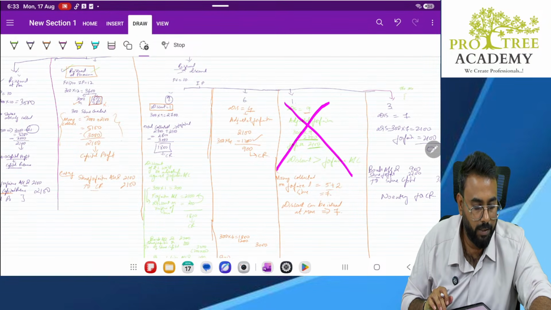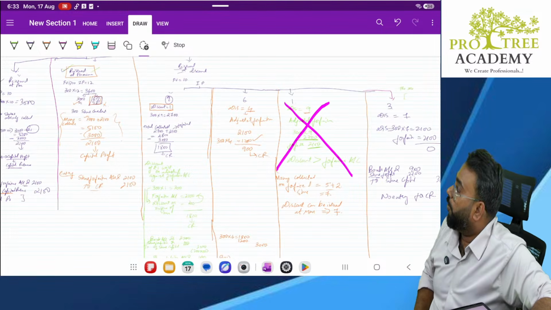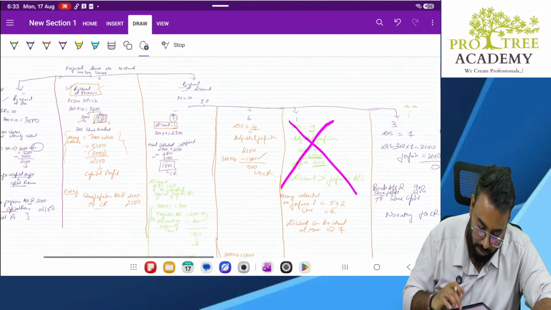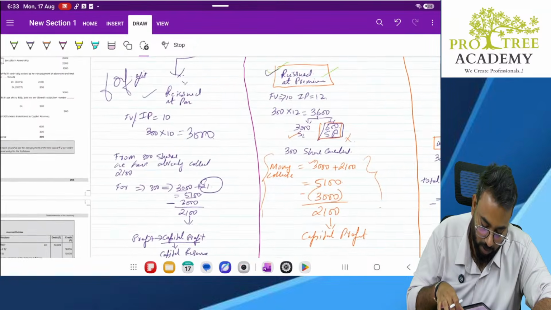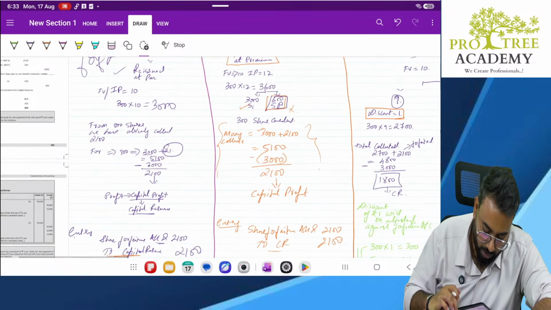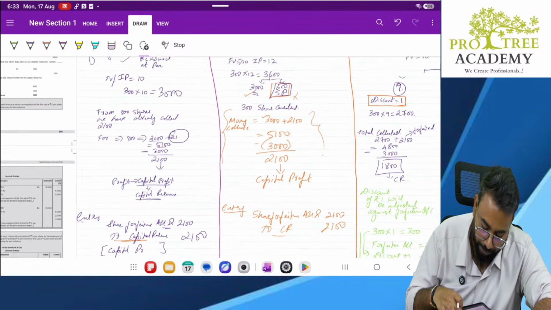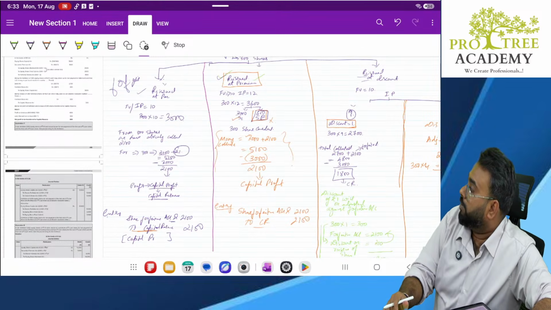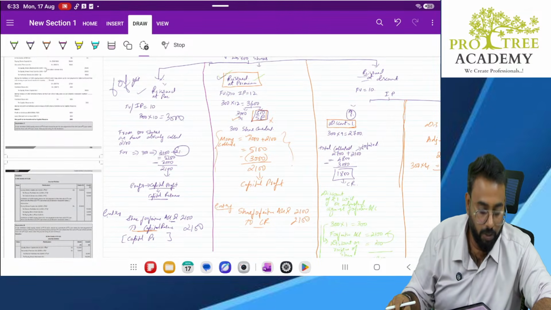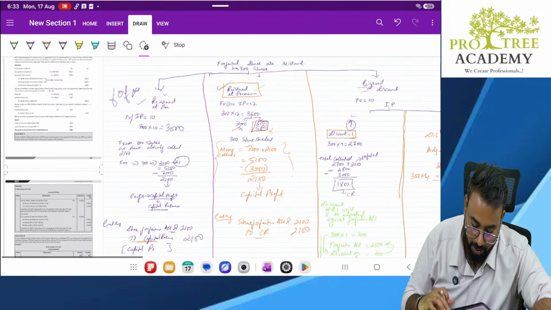So in yesterday's class, we discussed reissue of forfeited shares. Yesterday we had already discussed it, today we'll just note it down and quickly see the problems. I request you to kindly take the screenshot of this.